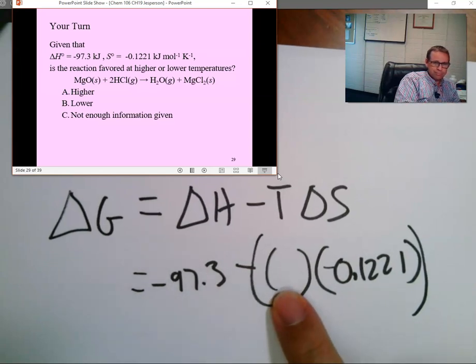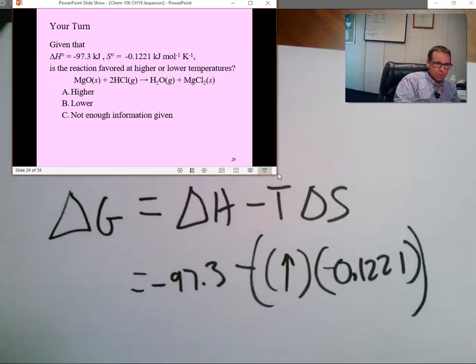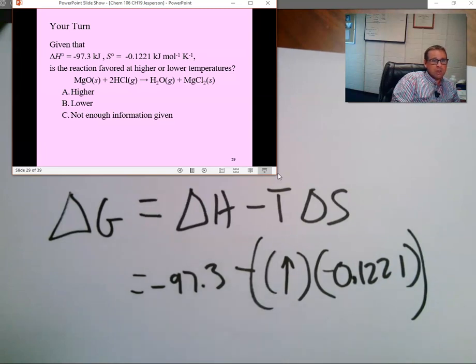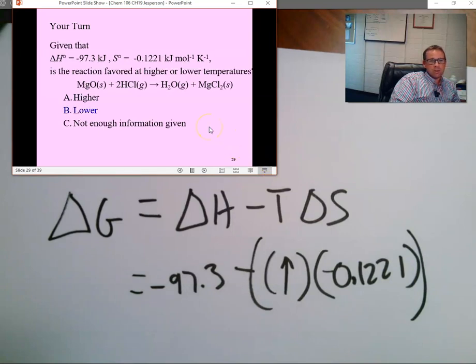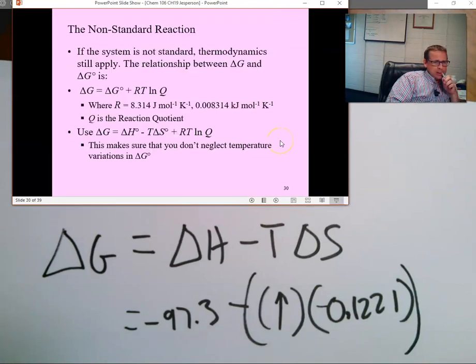So that'll make delta G become more positive. That's right. If I get a high temperature, the delta G could become more positive and actually more than zero if we got high enough temperature, right? So that would mean that this reaction is not favored at higher temperature. So is the reaction favored at higher or lower temperature? The reaction would have to be favored at lower temperature. See how we did that, Sarah? Yes. All right. Okay.